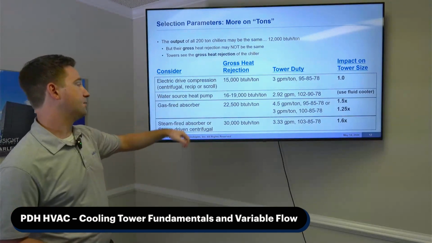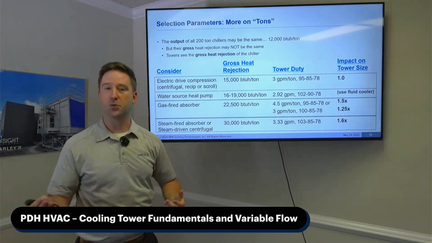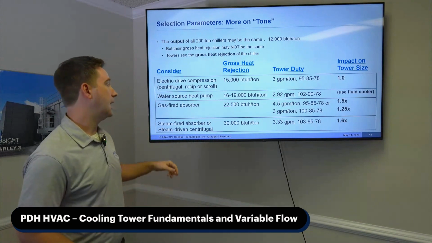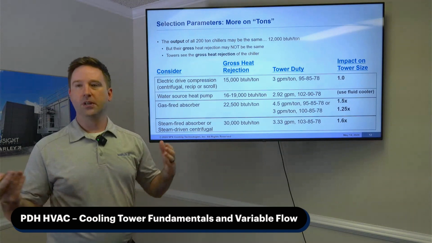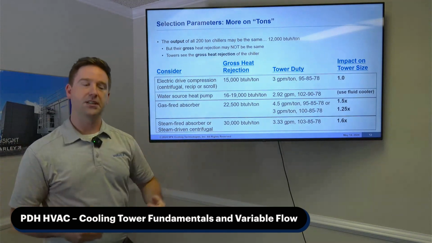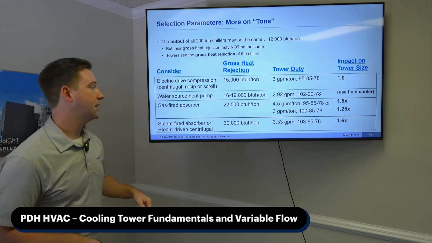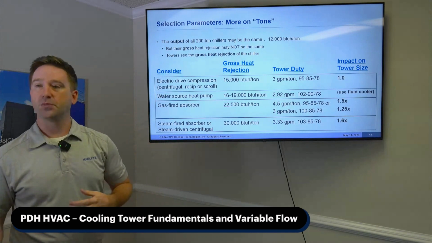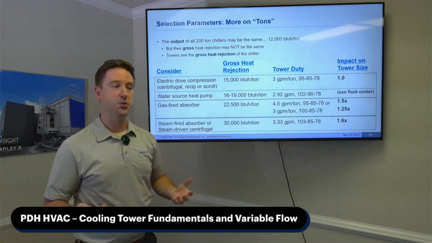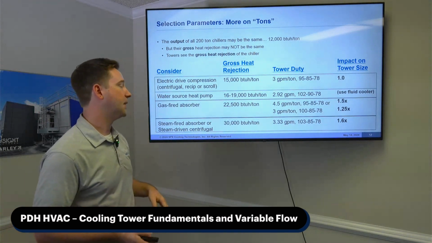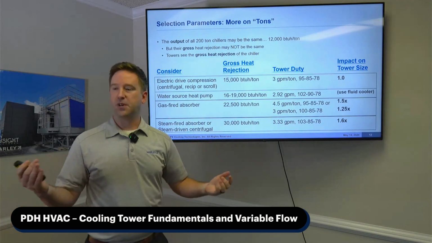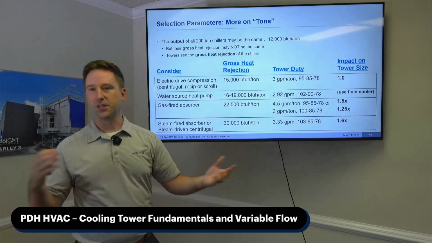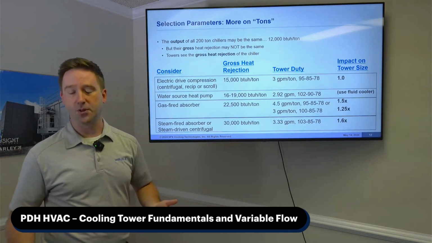And then on the flip side, if you get maybe into a more industrial side of the world, you have maybe a gas-fired absorber, and the total might be a little over 22,000 BTUs. Or steam-fired, you can get much more BTUs that you're going to have to reject if you're in those kinds of applications. Or if you're getting into water source heat pumps, you might want to be using a fluid cooler instead, which we'll dive into a little bit. So it can kind of get confusing: how much is my heat of compression on my chiller versus another chiller? What do I need to design for?